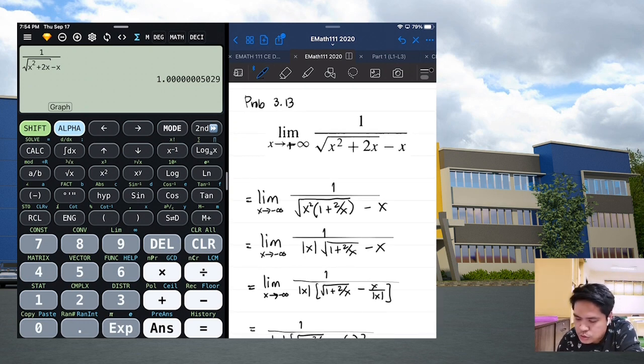So what I want you to do is to give me the solution or the proof that the answer is indeed 1. Okay, so that would be the proof that you watched this video. Okay, so that would be your assignment. So as soon as napanood mo tong video na to, solve directly, then private message me your answer or your proof, your solution.